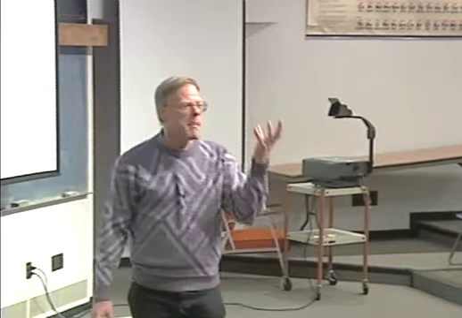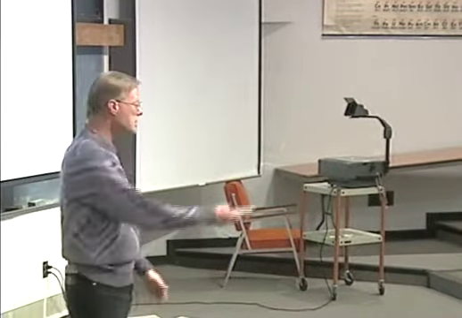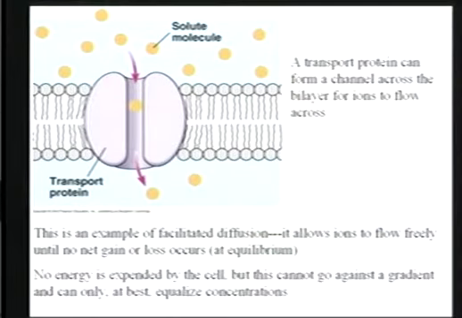This is an example of what we call facilitated diffusion. All you're doing is basically making the membrane permeable to the salt. Once that happens, it'll flow across until you get equilibrium. At that point, you have as much flow backwards as forwards, so there's no net change. That's why we call it facilitated. You're facilitating it by putting in a protein channel, but it's still a diffusion process. No energy is expended, but you can't go against a gradient.